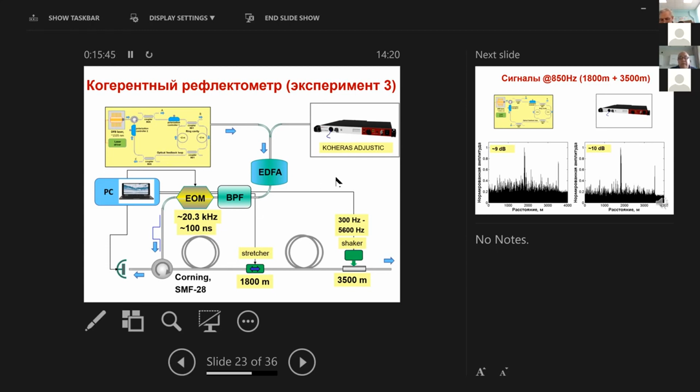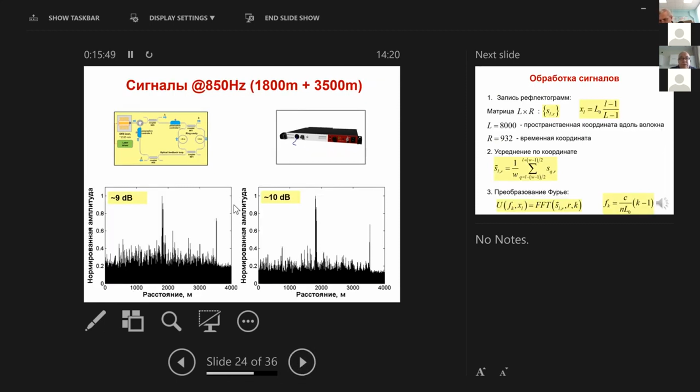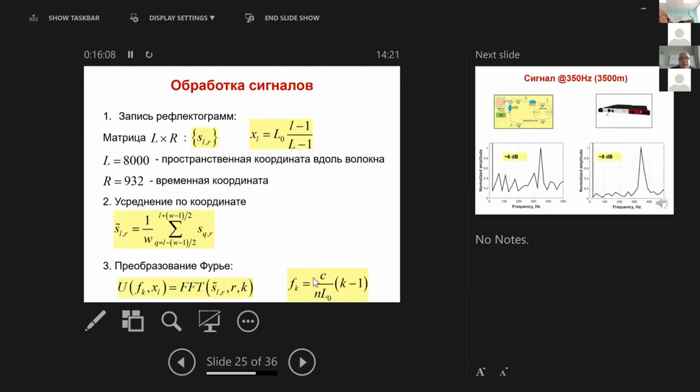Here you can see the same pictures as before, but related to the new setup. You can see the signal-to-noise ratio. In our case and in the case of the commercial laser it is nearly the same, ours only 1 dB less than the commercial laser.